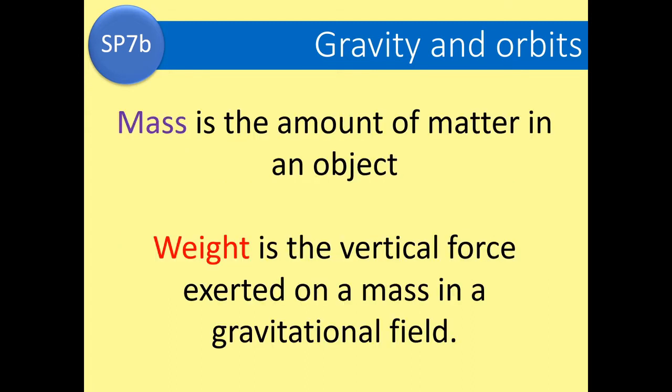So we're going to start by just doing a little recap over some Key Stage 3 work. You should already know the definition of mass and weight, and you should know about how they are different. But just a little recap, mass is the amount of matter in an object. So it's how much matter or stuff an object is made up of. Weight, on the other hand, is the vertical force exerted on a mass in a gravitational field. So that's just how much you're being pulled down by gravity. Mass we measure in kilograms, weight as its force we measure in newtons.